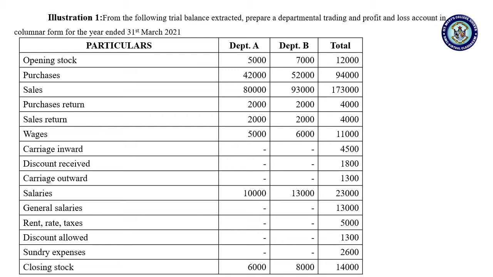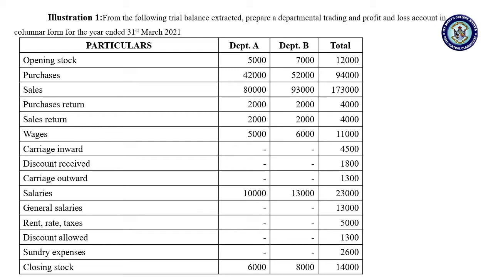Salaries, it's a P&L item. Profit and loss item, so expenses. General salary, again it is an expense, P&L item. Rent, rates, taxes, discount allowed, sundry expenses, everything is indirect expenses, that is not directly connected with the production. So everything in indirect expenses is recorded in the P&L account, and all the items are expenses, so debit side.